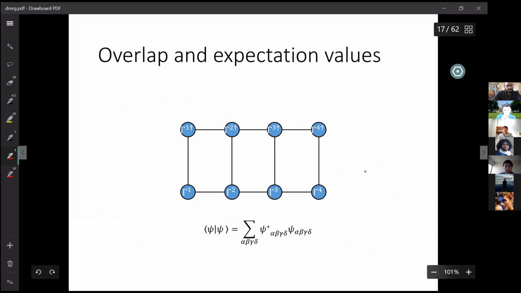Before doing that, I'm just going to explain how we use the matrix product state to extract something meaningful. For example, this is very simple. We want to find the overlap of two matrix product states. So what we do is we take the bra state and the ket state, and we want to sum over the physical indices, right?